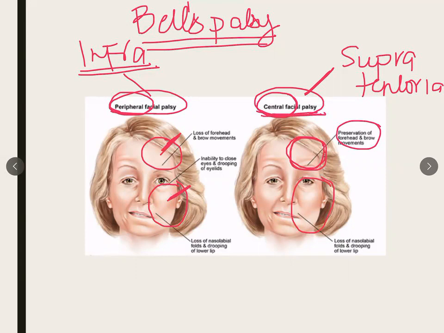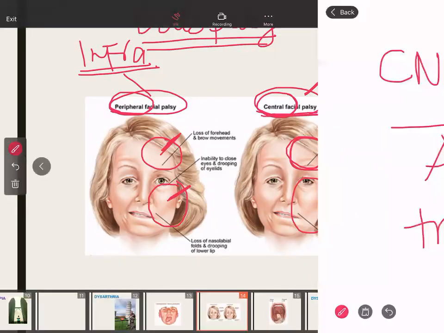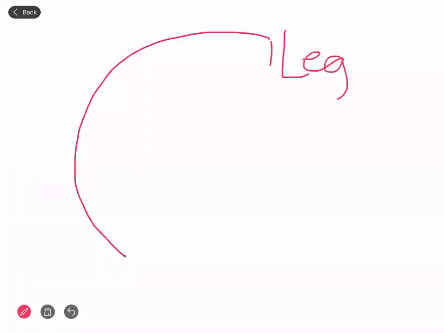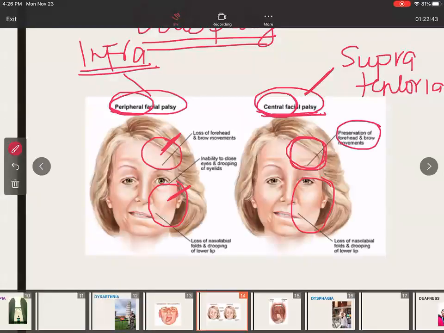So do you still remember the homunculus? If, for example, this is the brain, this anterior part is more on the legs. And then here are your arms. And then here is your face, the facial region. So more likely, if you have a central facial palsy, you have a lesion here in the facial portion, or representation.